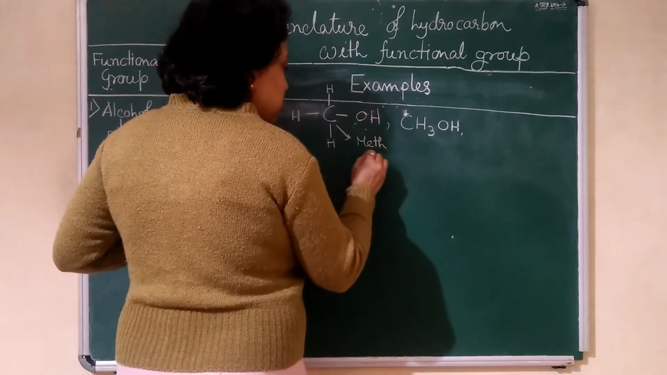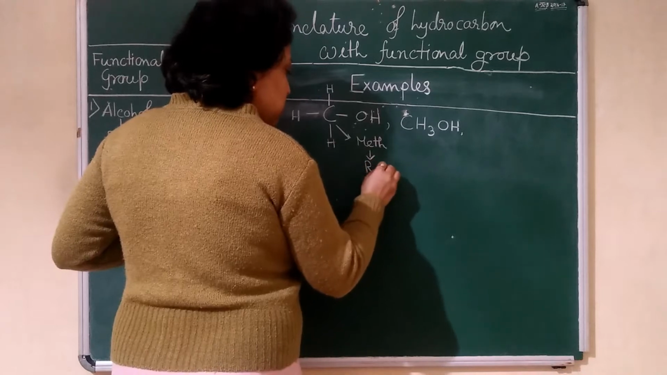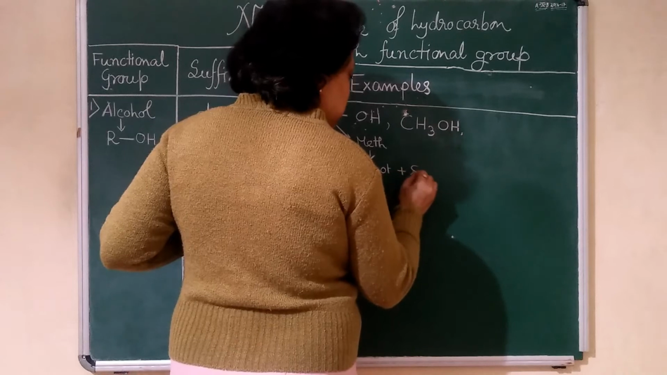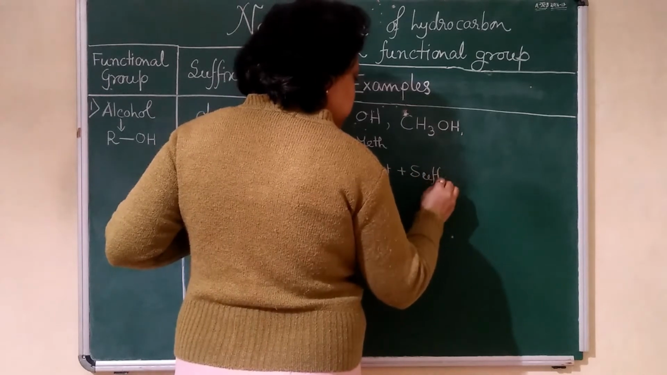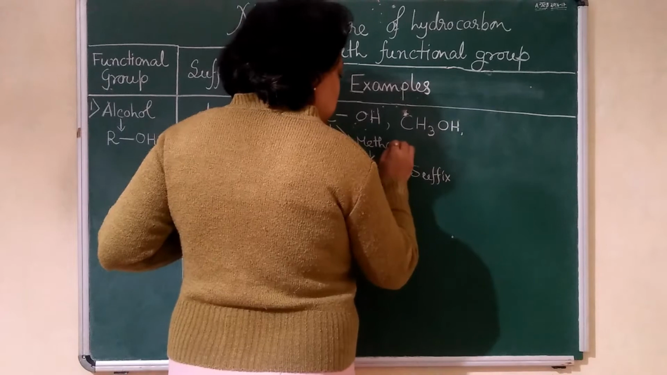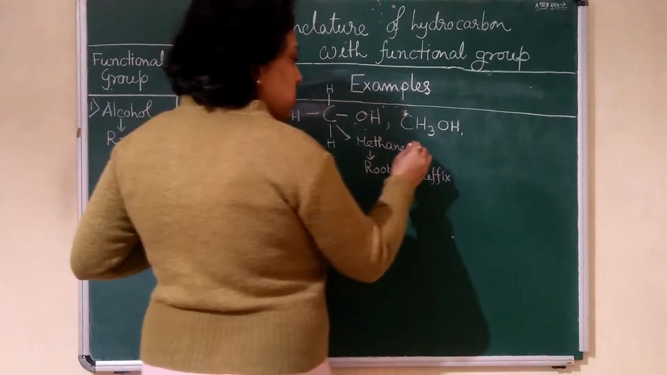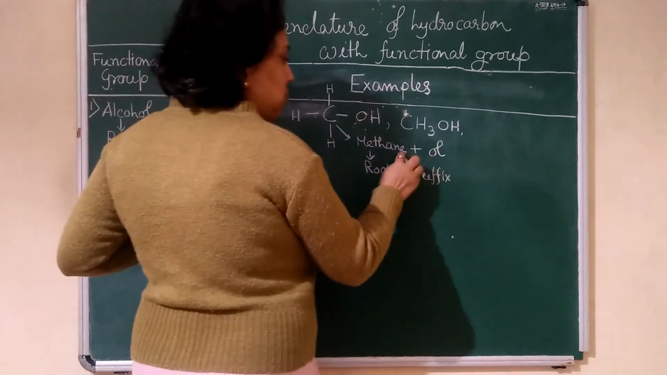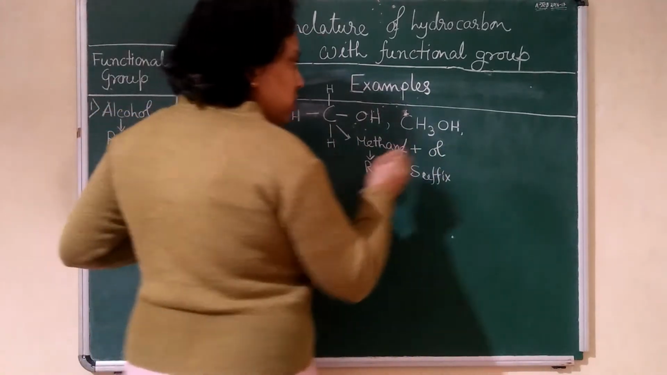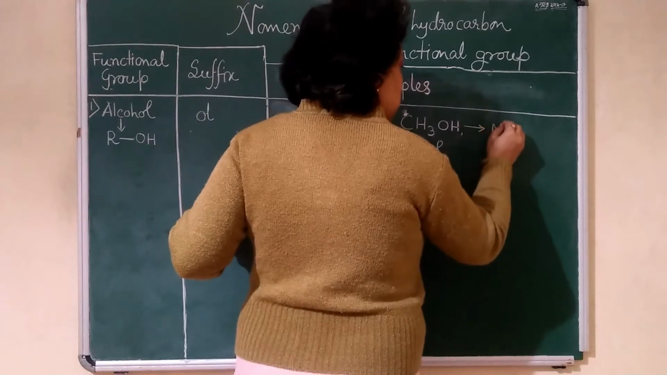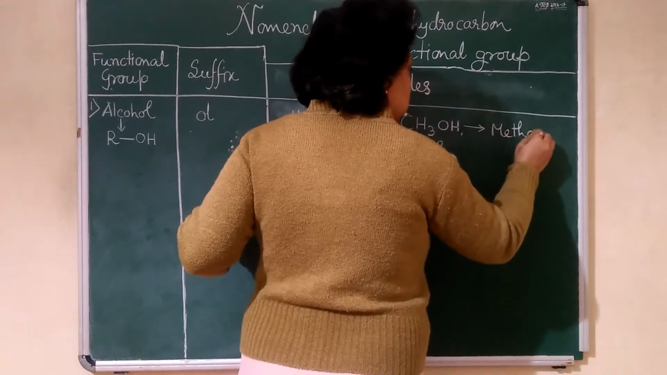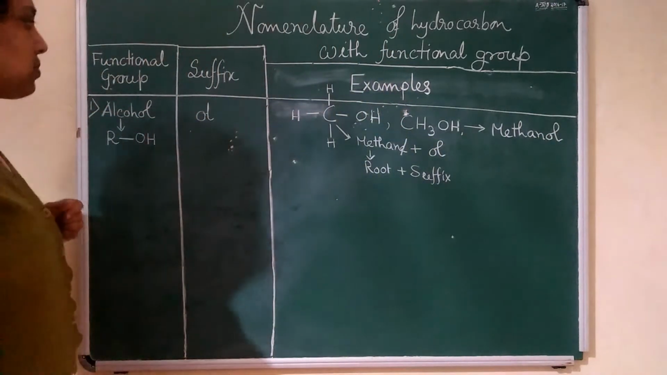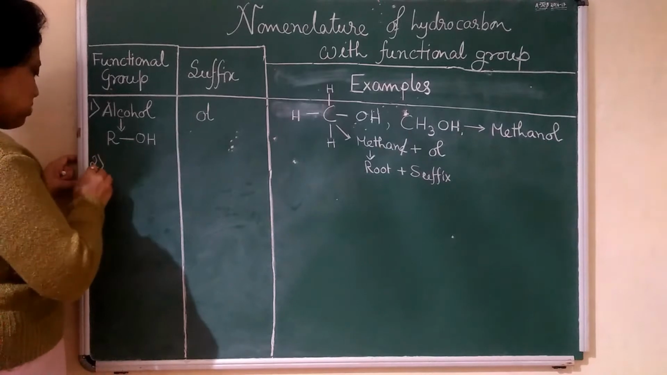So this is called the root. Meth is the root, and plus the suffix you have to write. The suffix is OL. E and O both are vowels, so E will be omitted. So what will be the nomenclature? The nomenclature is methanol. Methanol. Okay.